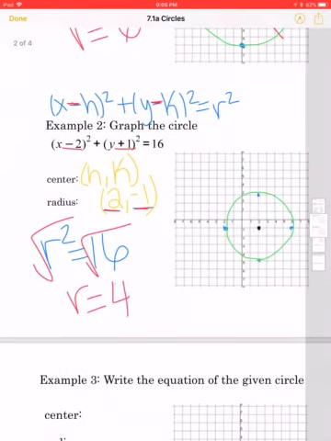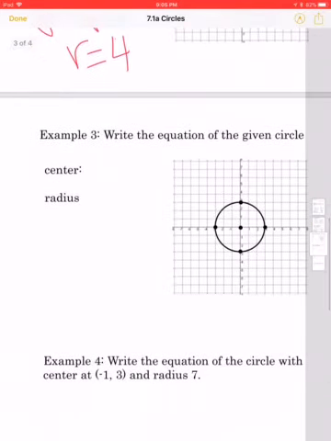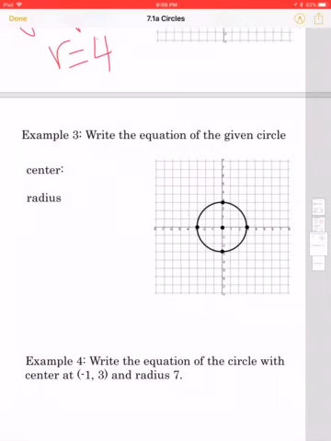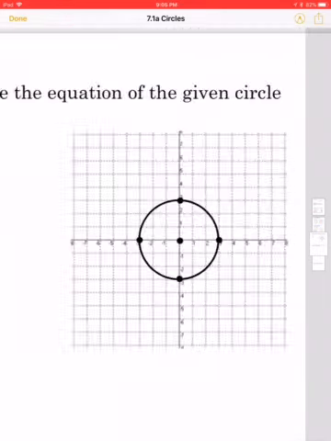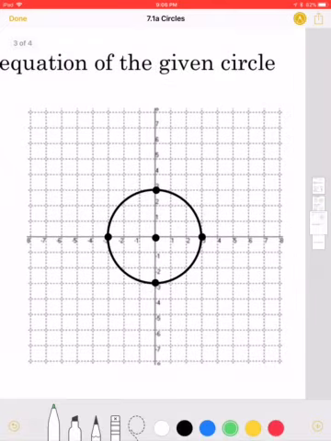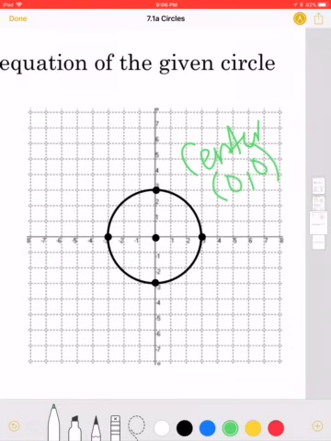So that's that full example there. Example 3 wants us to write the equation of the circle. This particular circle, if we zoom in here, we can see that it has a center of 0, 0. So that will be our h, k, at the origin, the center, 0, 0. Then if I look at the radius, I'm going to count 1, 2, 3. It's 3 from the center, so that is the radius, the distance from the center to a point on the circle.